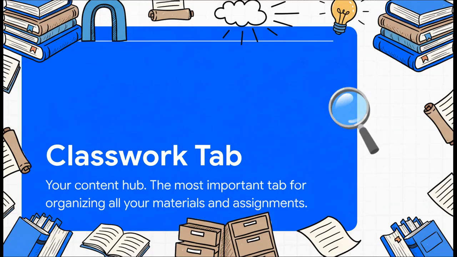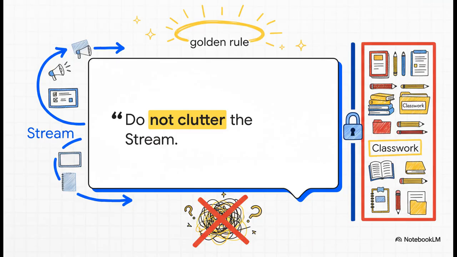And right next to that is the Classwork tab. And look, if you only remember one thing from this whole explainer, let it be this. This tab is the heart and soul of your classroom. It's your library, it's your filing cabinet, it is the central hub for every single piece of academic content. And this right here is the golden rule, people. Do not clutter the stream with academic content. Keep the stream for announcements and the Classwork tab for classwork. Mixing them up just creates a mess. A clean separation is going to make life so much better for your students, I promise.